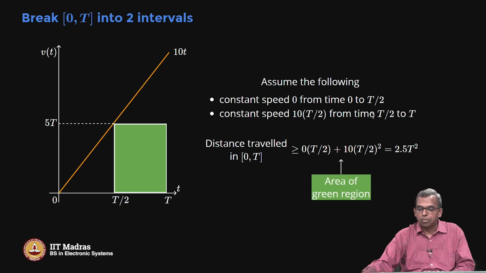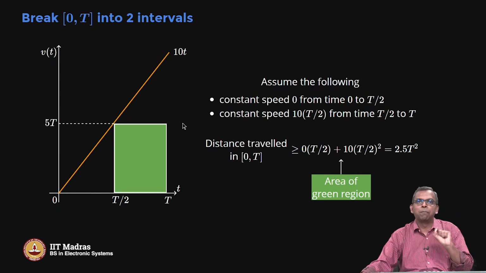So, 10 times t by 2 multiplied by another t by 2. That will be 10 times (t by 2) whole square, isn't it? So, overall the area of this green region, which is 2.5 t square, is a lower bound on the distance travelled in 0 comma t. Do you see that? I think that should be easy enough. So I am using the fact that I know how to find distance if the speed were constant, but speed is not constant, so I will assume a lower speed, assume that is constant, and compute the distance.